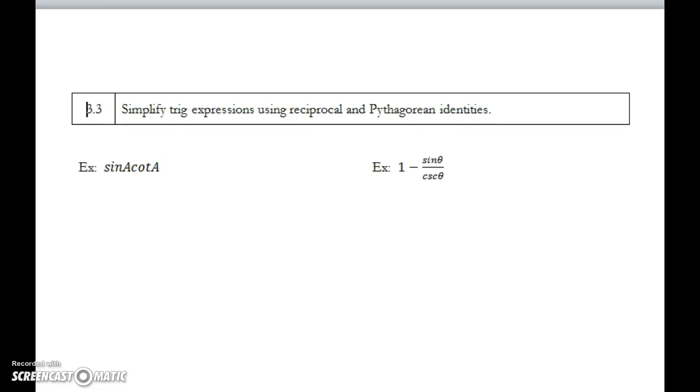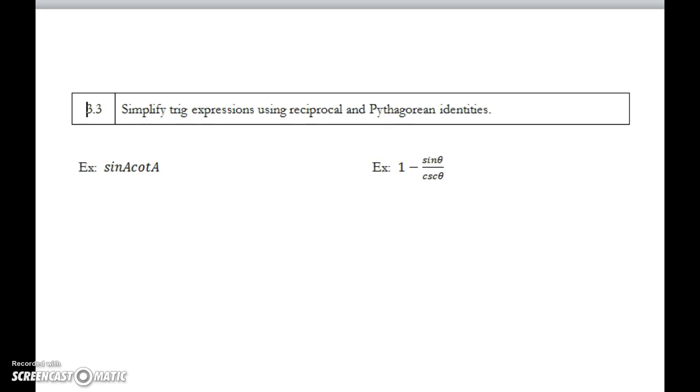Standard 3.3, simplify trig expressions using reciprocal and Pythagorean identities. Okay, so for this particular standard, you want to have your formula sheet out so you can see where the substitutions are all coming from. Go ahead and pause the video and take out your formula sheet, and then when you're ready, you can go ahead and resume.